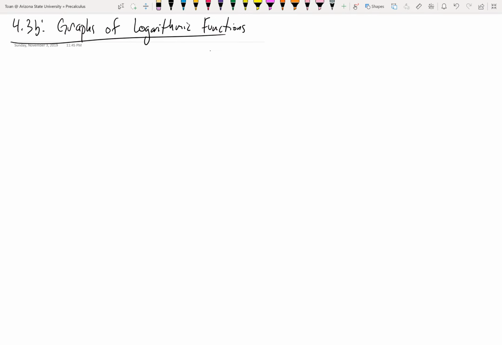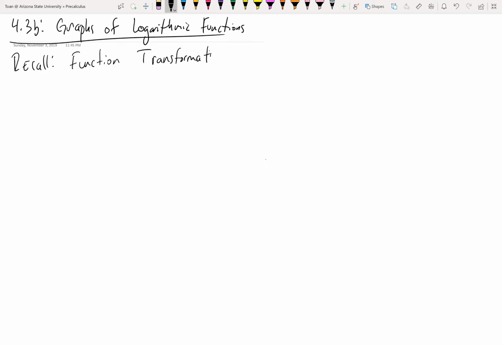So the second half of 4.3 will be about the graphs of logarithmic functions. And anytime you do anything involving graphing, you have to keep a few things in mind. That first thing is this list that we've written down 5-6 times in the past, but it's worth repeating again. Function transformations. I'm quite serious. Anytime it comes to graphs of functions, knowing function transformations will save you a lot of time and headache.